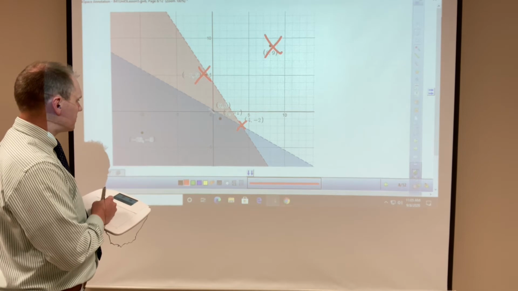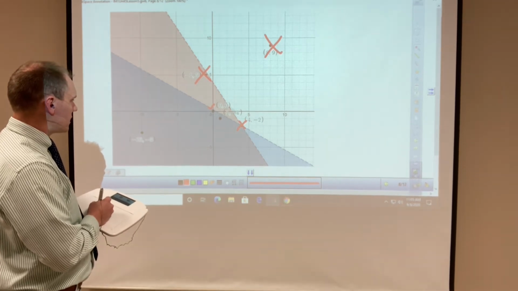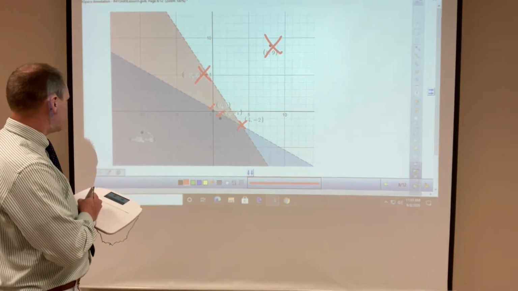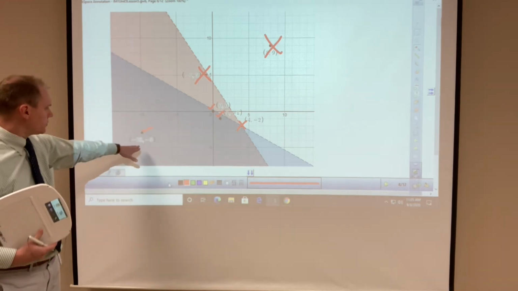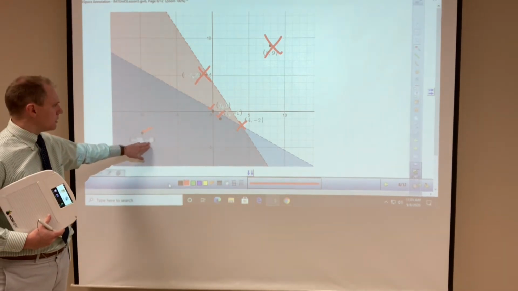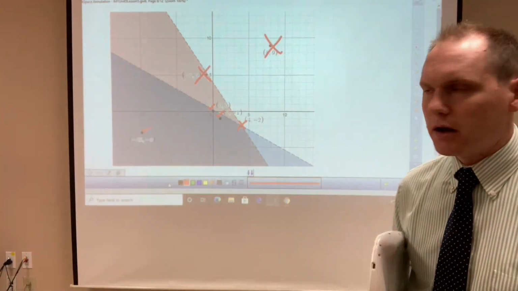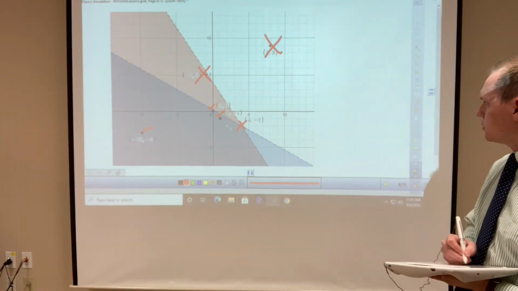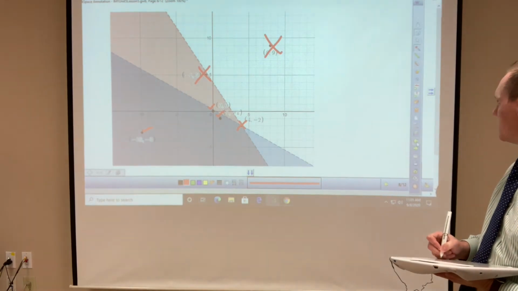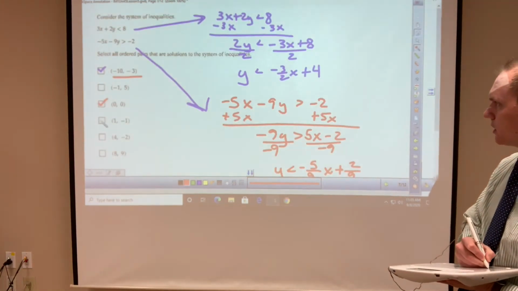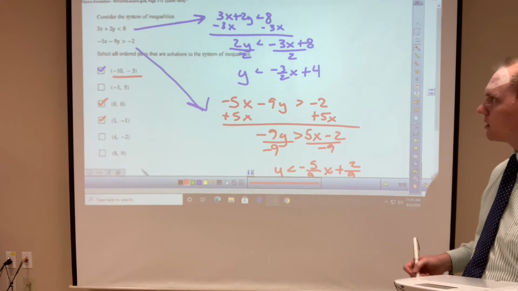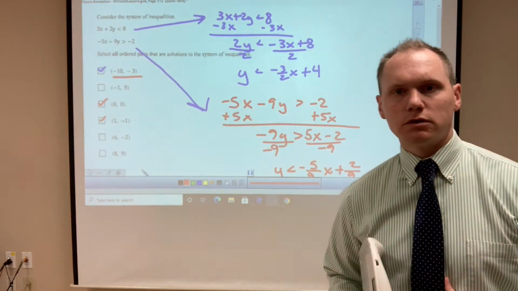0, 0 looks like it's in both shaded regions there. 1, -1, yes, and of course 10, -3, which we checked algebraically, didn't we? And we can see visually why that one is a solution as well. So we have 3 solutions, 0, 0, and 1, -1, and 10, -3, and then the rest are not. So those are the 3 solutions there.